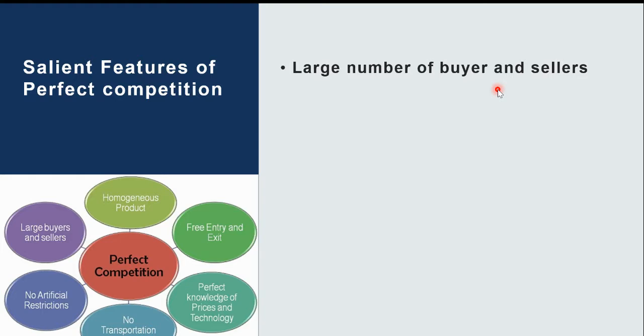மார்க்கெட்டில் என்ன விலை அரசாங்கம் வைத்திருக்கிறதோ அந்த விலையை பையரும் ஏற்றுக்கொள்ளணும், செல்லரும் ஏற்றுக்கொள்ளணும். So we are only price takers in the perfect competition and not price makers. This is a very, very important point. In the perfect competition, we are all price takers. Whatever price is fixed in the market, we have to accept it.